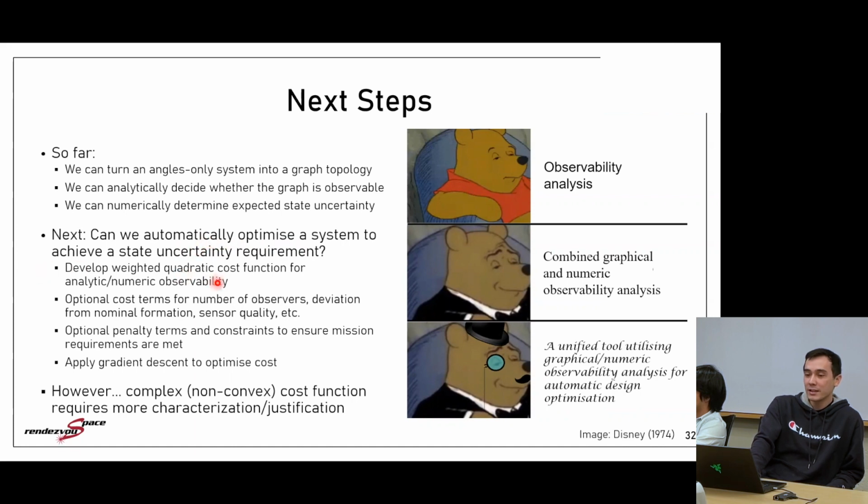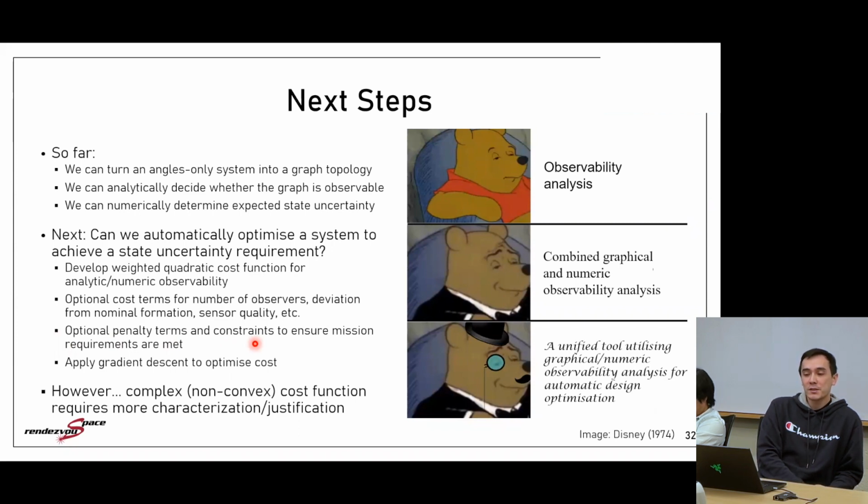What I'm doing currently is developing a weighted quadratic cost function to look at the observability of the system, with some optional terms for things like the number of observers in the system, because adding an observer gives you more bearing angles, so you can improve your observability, but also adding another spacecraft is a non-trivial cost, so we have to balance that in some way. We also have optional penalty terms, just things like making sure constraints are met, and currently I'm just applying gradient descent to optimize the cost, which works pretty well for what I've tested.